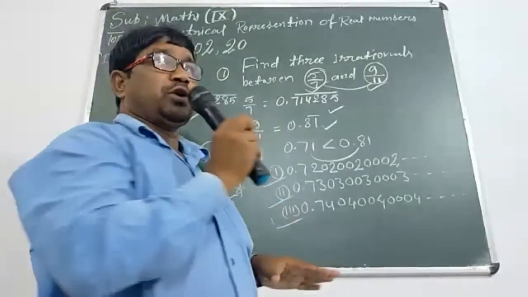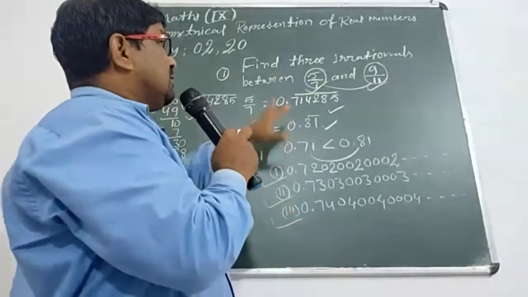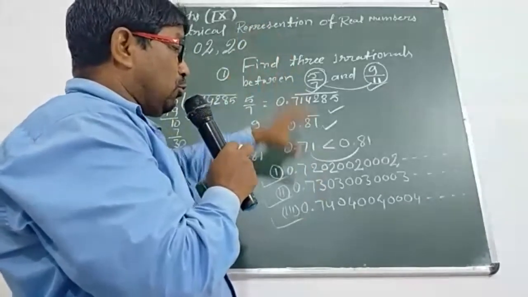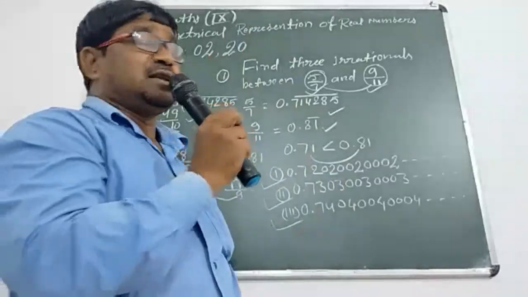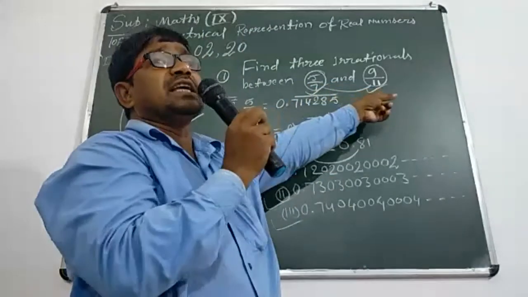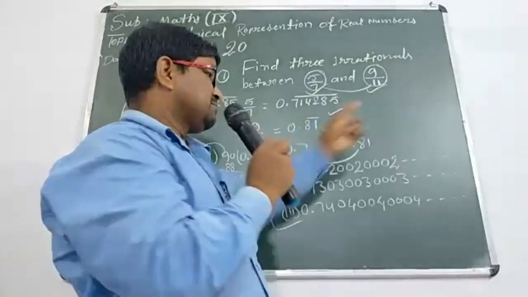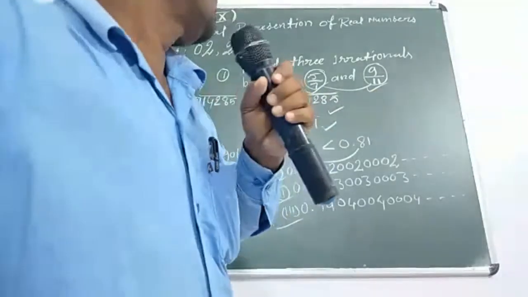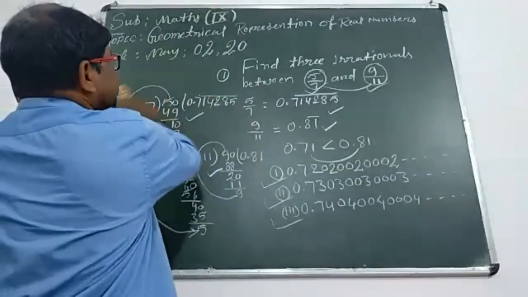In this way you can find two or more irrationals, or one irrational, between two rationals. Clear?